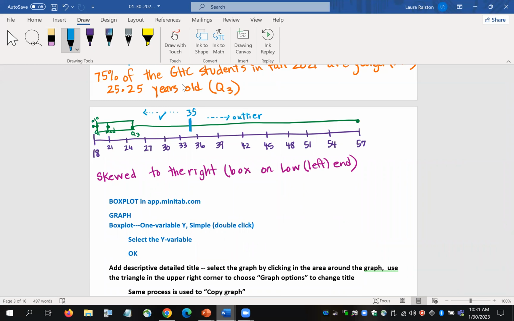Now, I wouldn't normally draw that on a box plot if I'm drawing it by hand, but again, I want to try to help you see what is taking place.